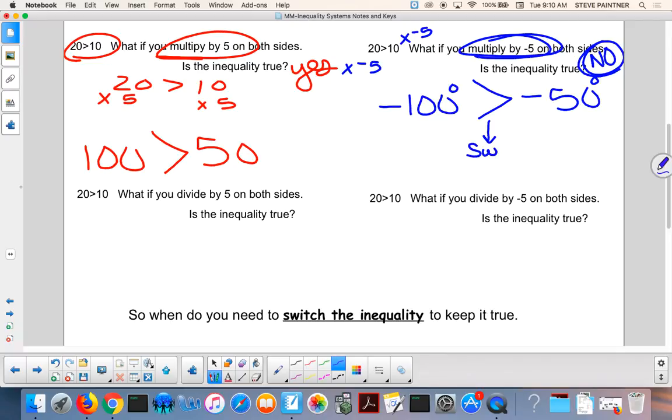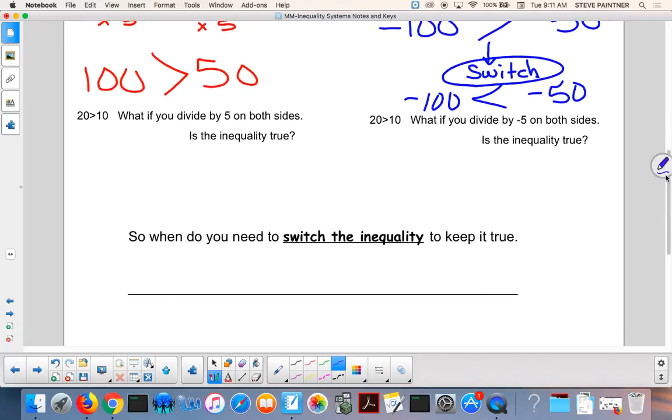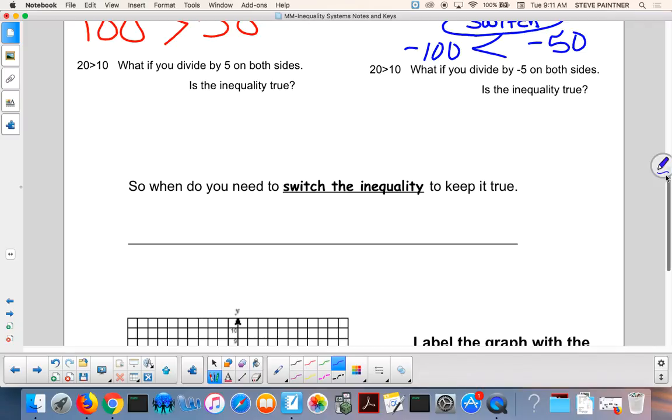Flip it. Okay. And I'm going to write this. I'm going to say switch it, because then you go that way. Is it true now? Yes. Now it's true. If we switch the sign, it will be true. So you know what happens today? When you solve your equations or your inequalities and you multiply by negative numbers, you switch the sign. You catch that? Every time.